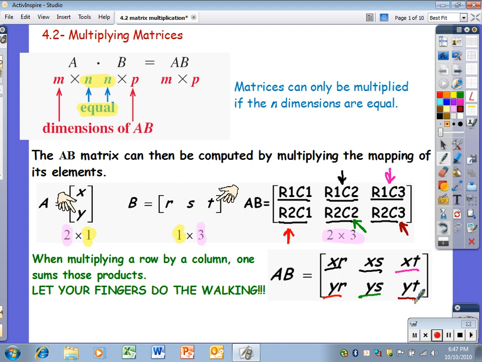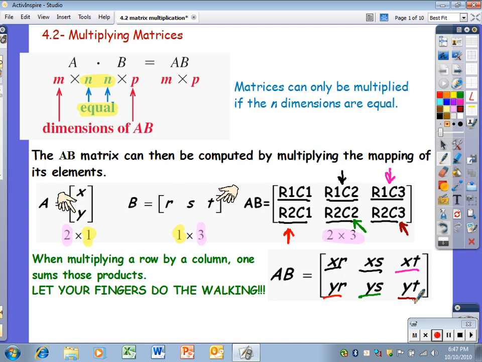We always multiply our rows by our columns, and we take the sum of those products. But in this case, I just had one element by one element, so I should just get one element out. I have nothing to add.